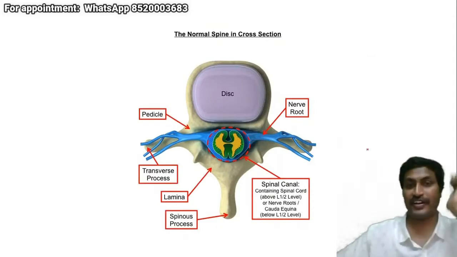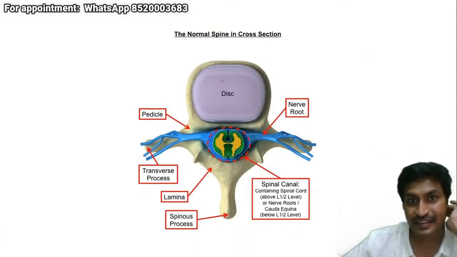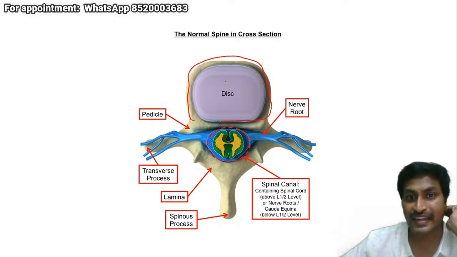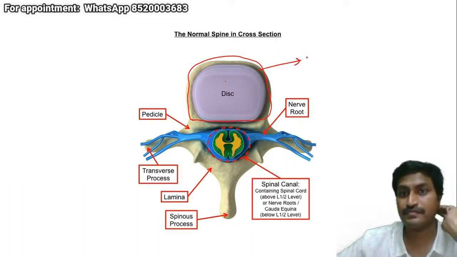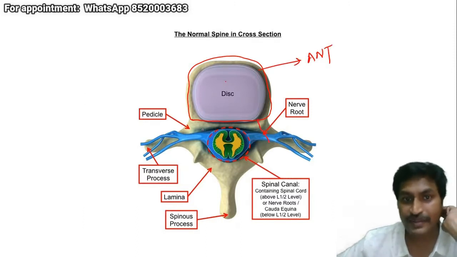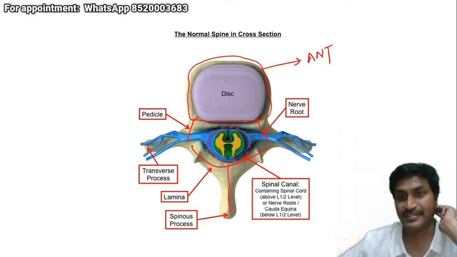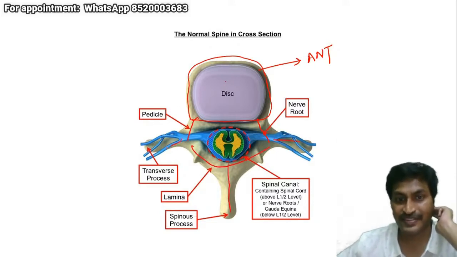This is the axial view again. So what is this? This is the intervertebral disc and this is the vertebral body. So these form the anterior elements. These two are the pedicles. This one is the lamina and this is the spinous process. These are known as the transverse process.